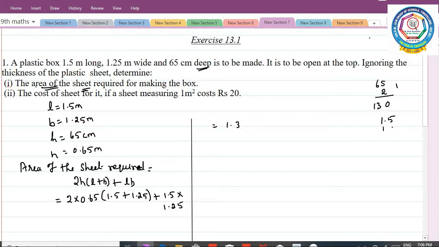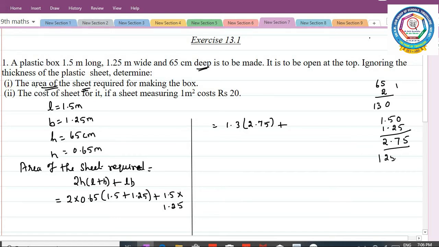1.5 plus 1.25 we have to add. Here you put 0. 0 plus 5, 5. 5 plus 2, 7. 2 plus 1 plus 1, 2. So next one, 2.75. Then plus next one, 1.5 into 1.25.